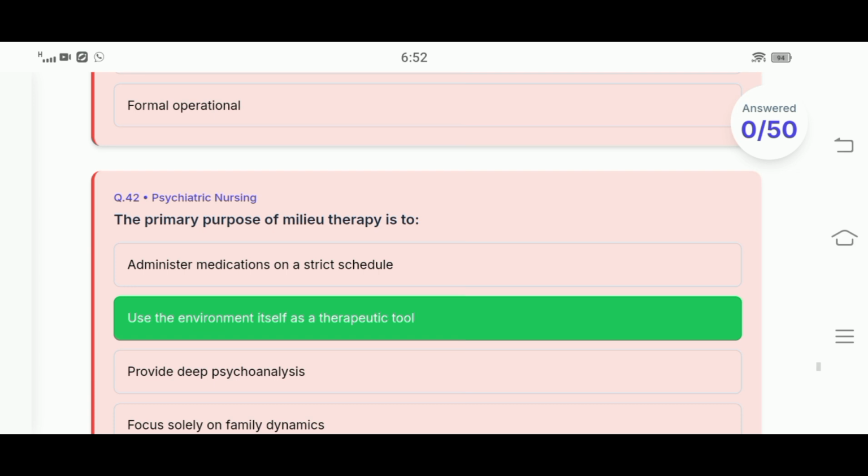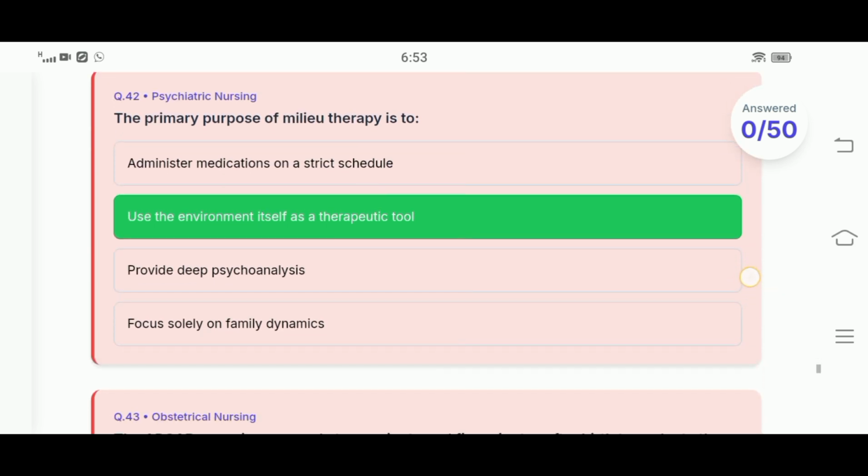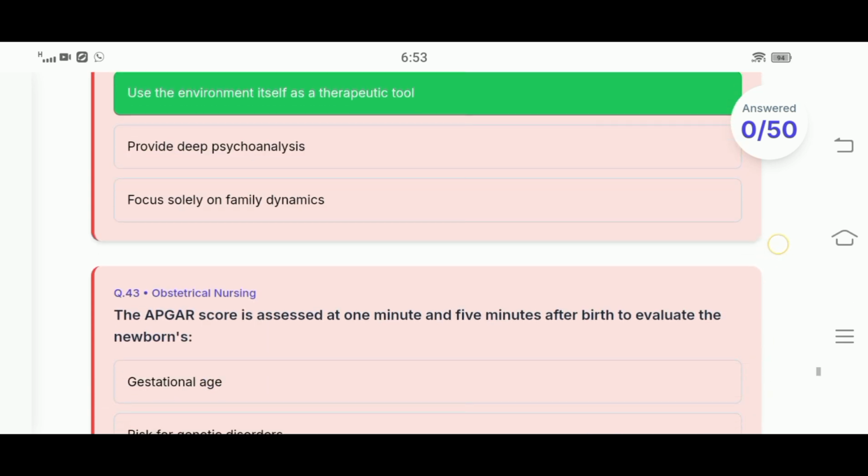Next, 42. Psychiatric nursing. The primary purpose of milieu therapy is to, options are A. Administer medications on a strict schedule, B. Use the environment itself as a therapeutic tool, C. Provide deep psychoanalysis, and D. Focus solely on family dynamics. So the correct answer is B. Use the environment itself as a therapeutic tool.